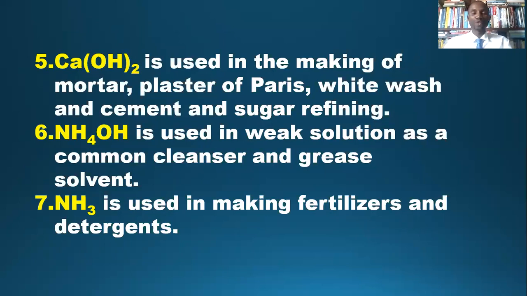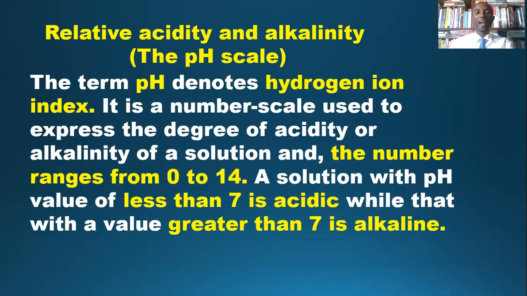So far, we need to know that we have what we call the pH scale, which has to do with acidity and alkalinity of a particular medium. The term pH denotes hydrogen ion index. Hydrogen ion index. Now, it is a number scale used to express the degree of acidity and alkalinity of a particular medium or a particular solution. And the number ranges from 0 to 14.